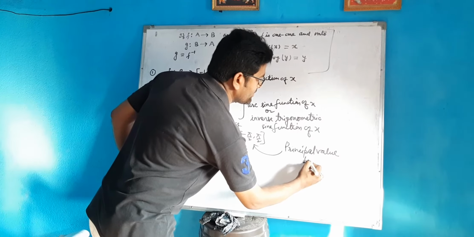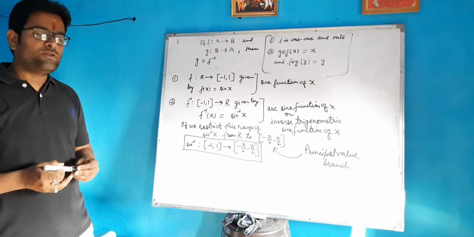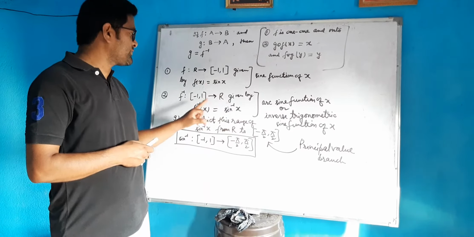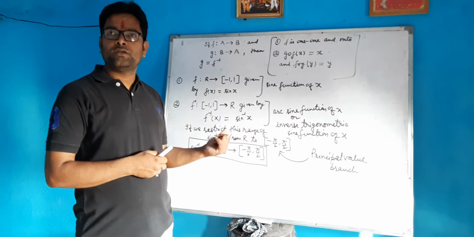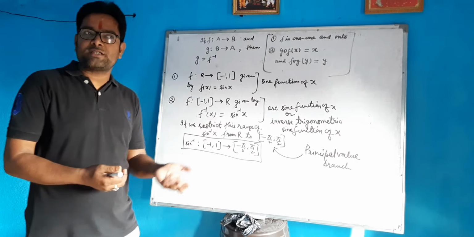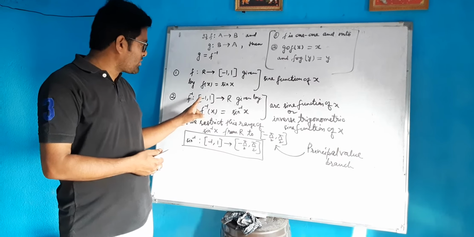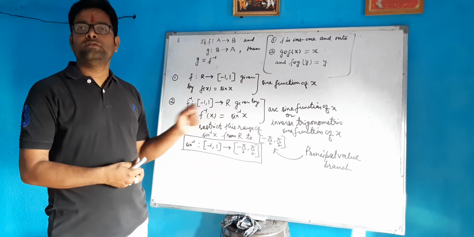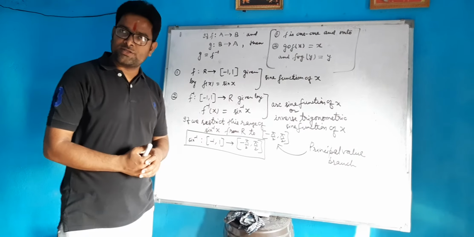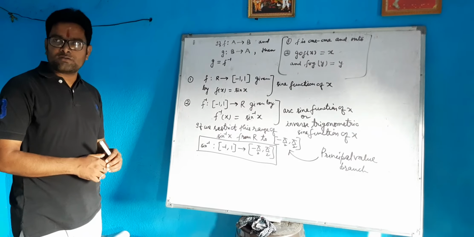I hope everyone got what is the meaning of principal value branch. Principal value branch means the restricted range of inverse function on which the graph of the function is easily understood, and we can easily get the values coinciding with the domain. Then it is known as principal value branch. So can we define the rest of the inverse trigonometric functions?